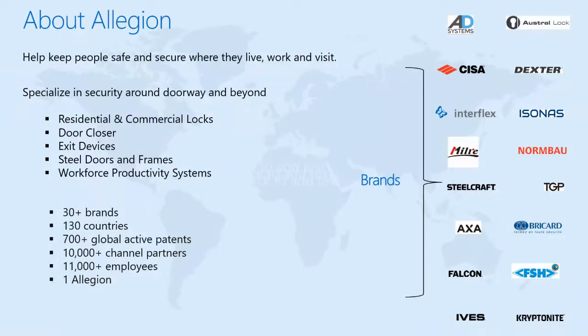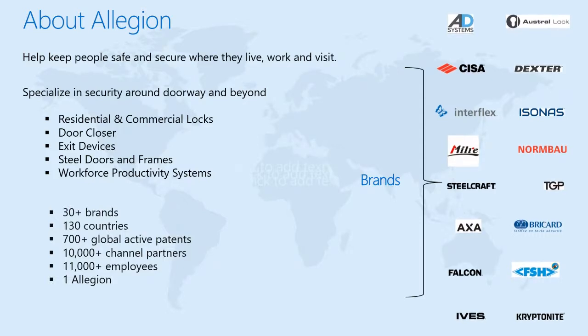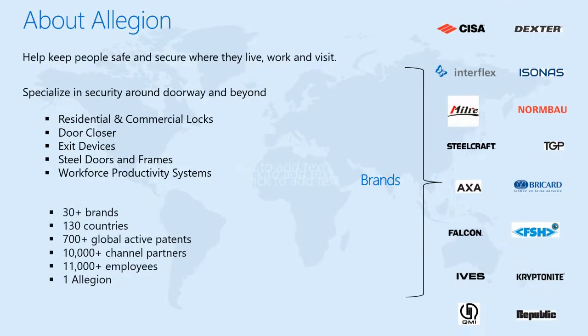Let me start with a brief overview of Allegiant. At Allegiant, we help keep people safe and secure where they live, work, and visit. We specialize in security brands, the doorway, and beyond, everything from residential and commercial locks to door closers, exit devices, and workforce productivity systems. Our prominent security brands are sold in almost 130 countries across the globe.